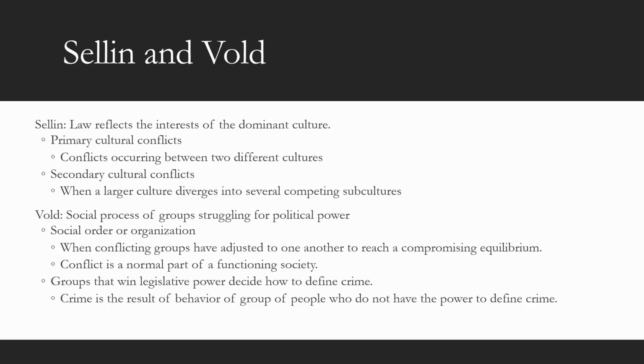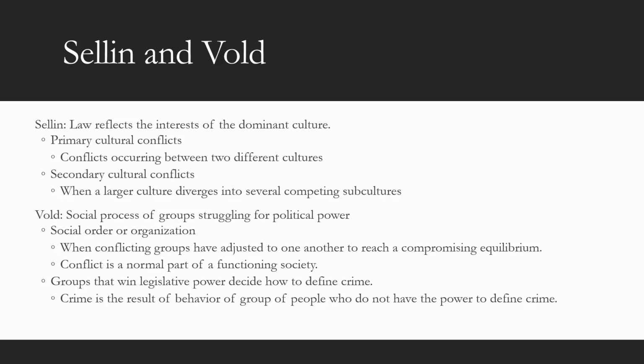So for instance, white culture split into this liberal white hippie culture and conservative white culture. Christian culture has split into fundamentalist evangelical Christian culture and liberal Christian culture. And you can even say that there's been some splitting within black and Hispanic cultures. It doesn't really matter which type of conflict you're in. Both can be happening at the same time. But the law is going to reflect the interests of the dominant culture.